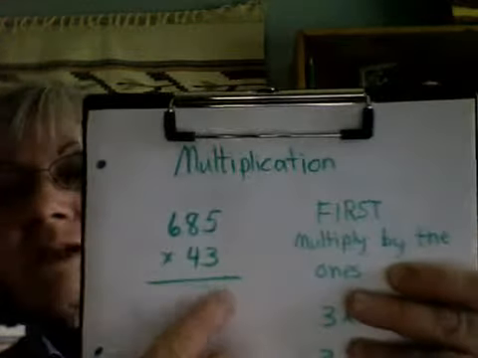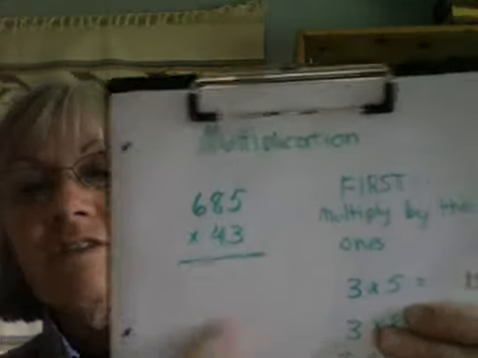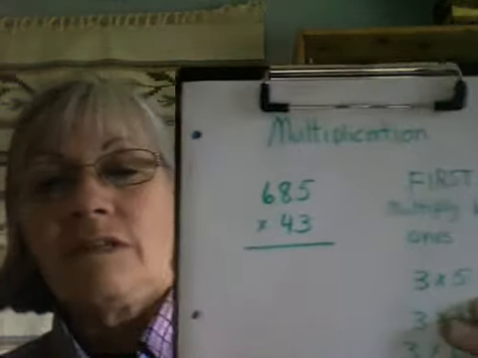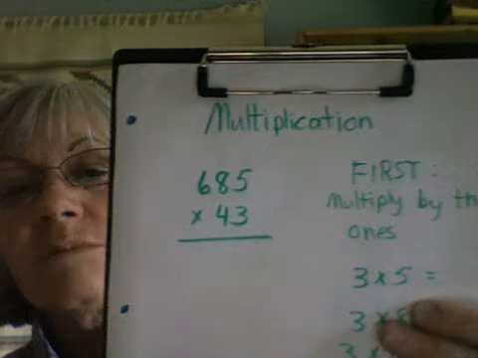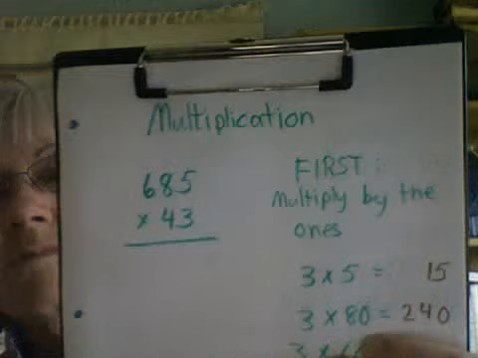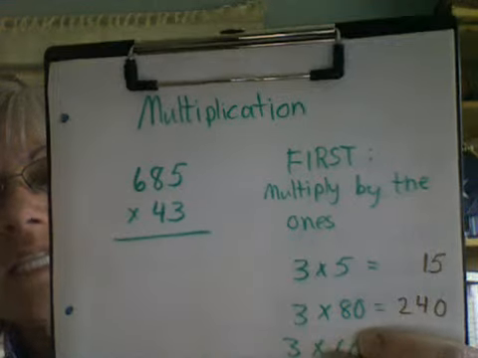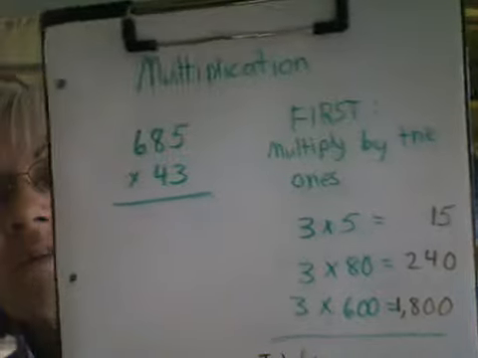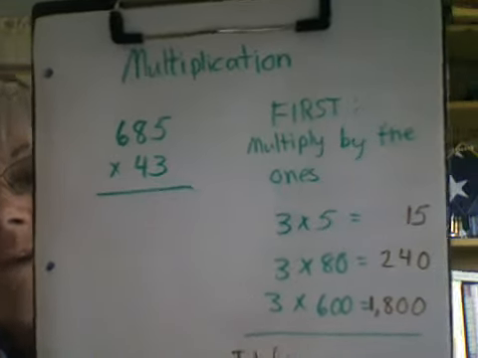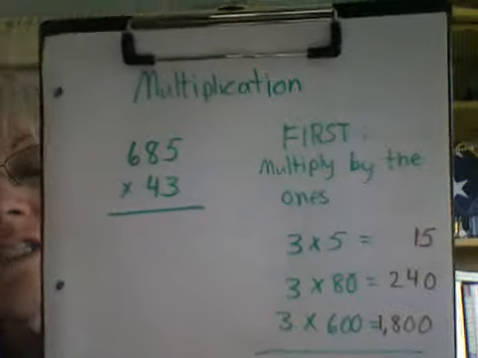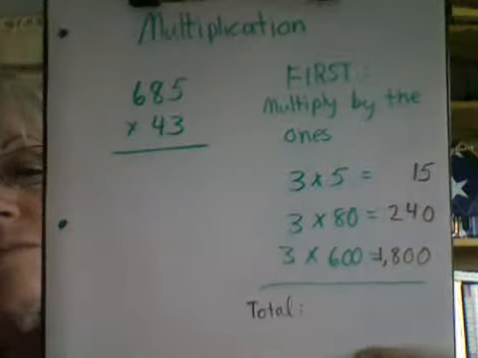Okay, so first we are going to multiply the 5 by the 3, and we know that the answer to that is 15. Next we multiply 3 by 80, and that's an 80 because that 8 is in the tens place. Lastly, we multiply the 3 by 600. And now we have all the parts of this first stage for this multiplication. When those are all added up, the total, the sum, is 2,055.